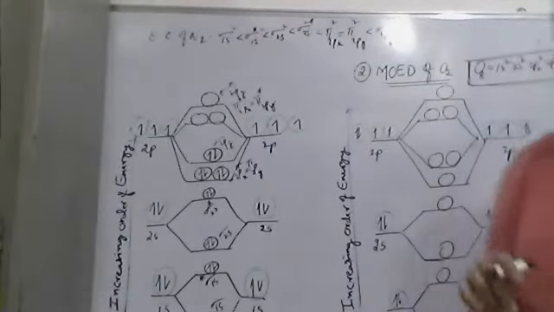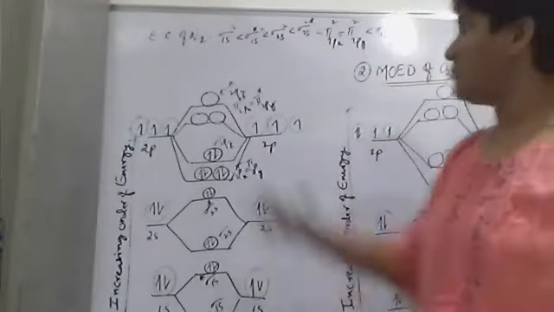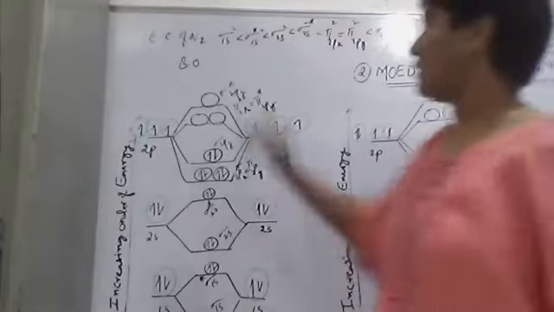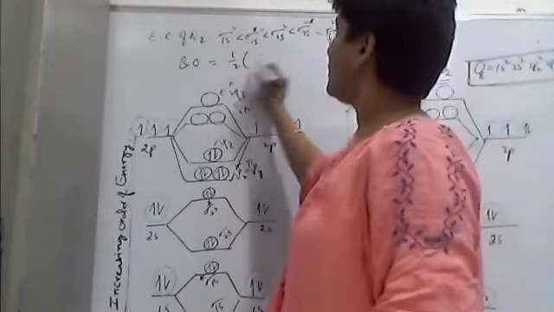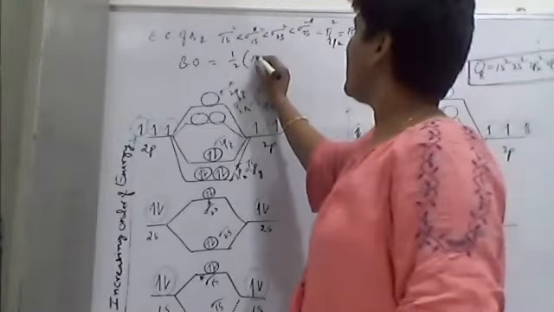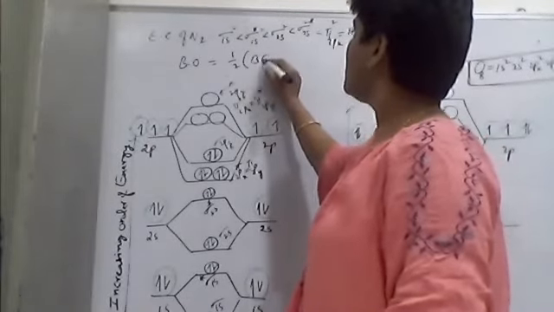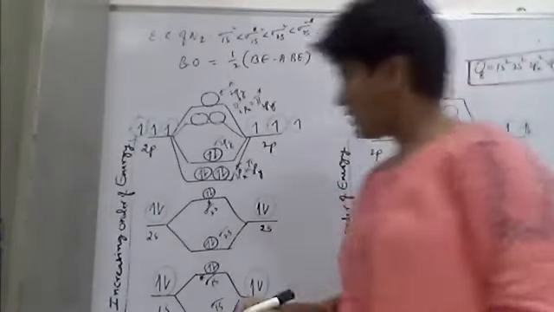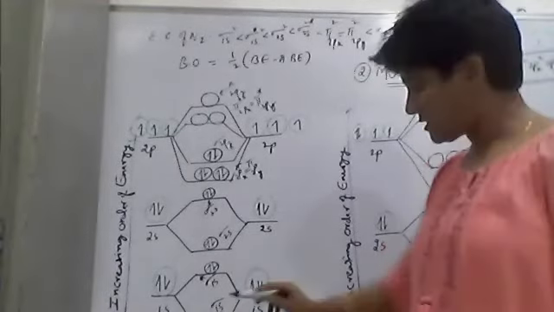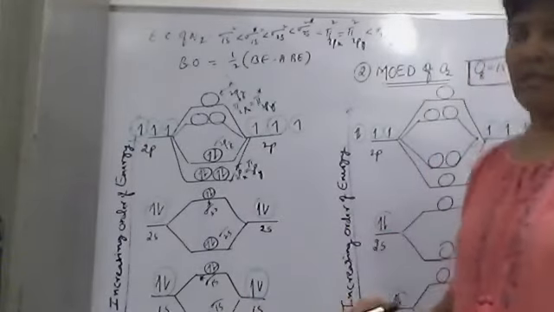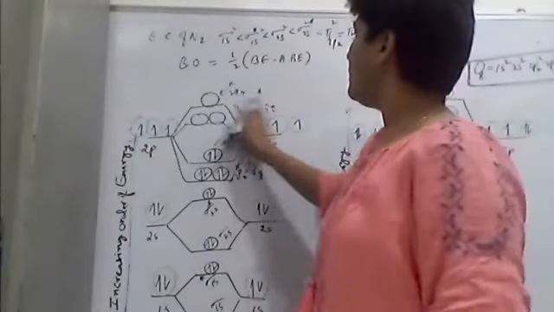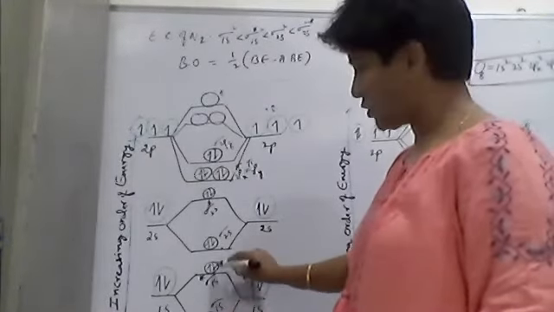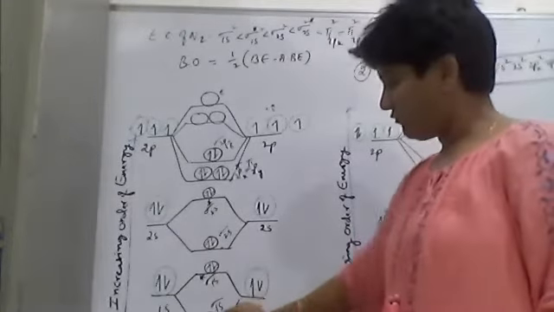Okay, and next, how to calculate bond order. For bond order, a simple formula I'm writing in short, BO, bond order. It is half of the bonding electrons minus antibonding electrons. So all the lower energy, this lower bonding orbital electrons, we have to consider. So how many bonding electrons do you see here? So here 2, 2. Okay, 2 plus 2, 4.